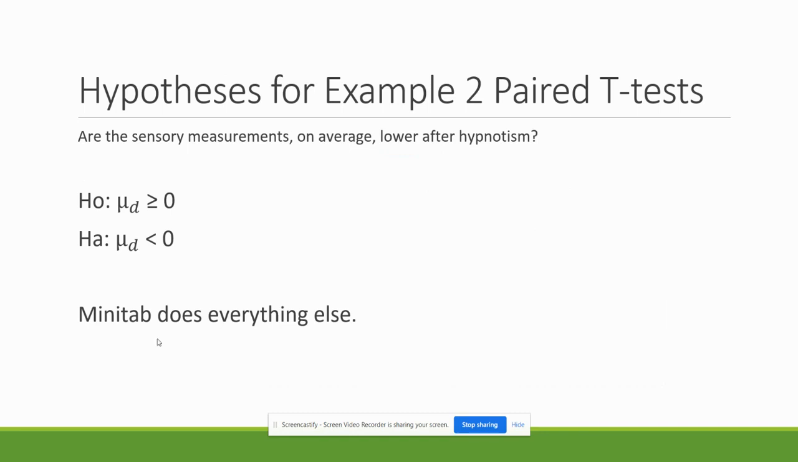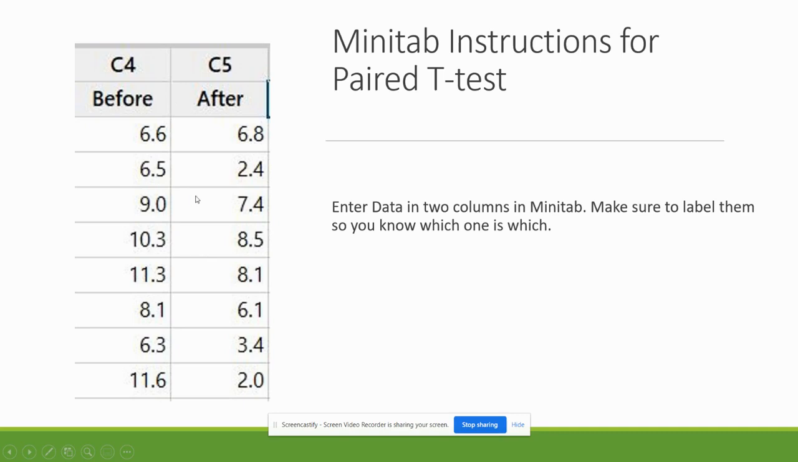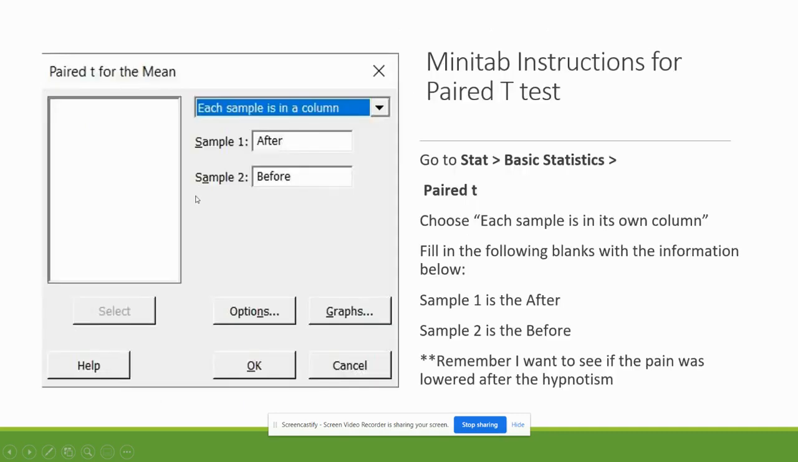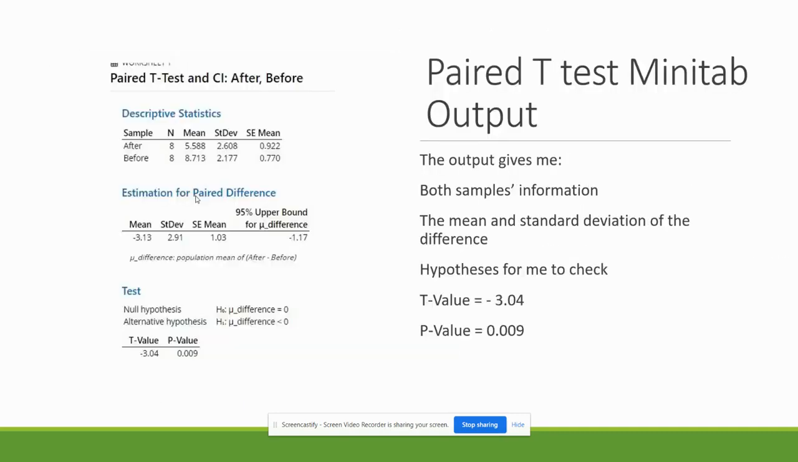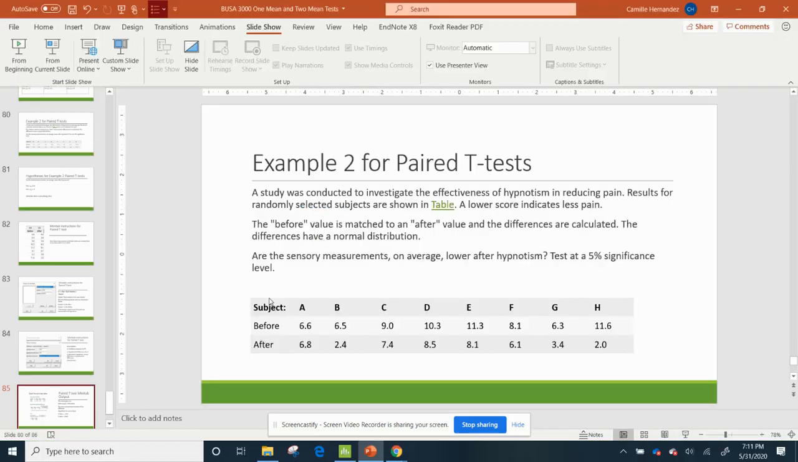All right. The hypothesis for this: it wanted to know if it was going to lower the pain. So I'm going to use the less than sign. I believe that hypnosis is going to lower the pain level. So my null is the mean difference is greater than or equal to 0. The alternative is the mean difference is less than 0. Minitab is going to do everything else. Remember, you've got everything that you need to do here. It shows what you need to do, but I'm going to walk you through it right fast.